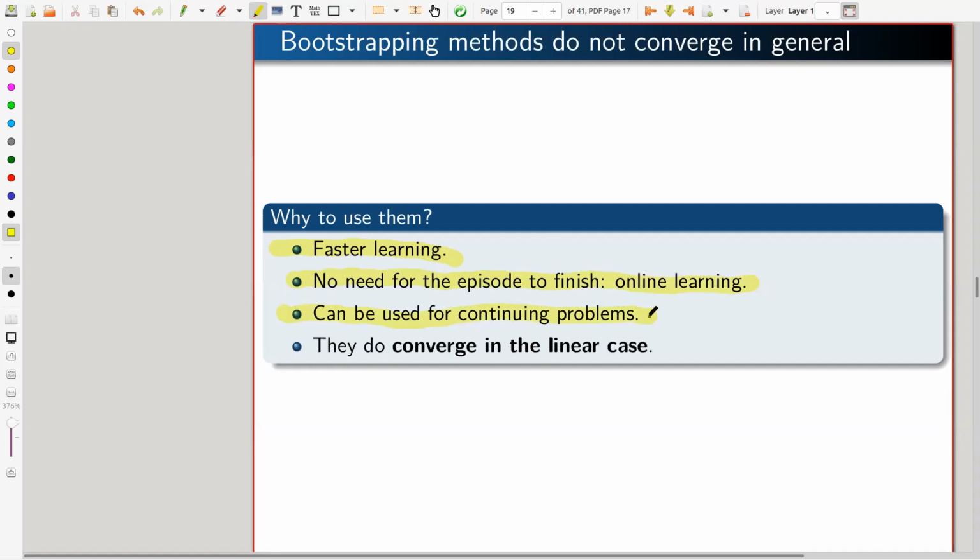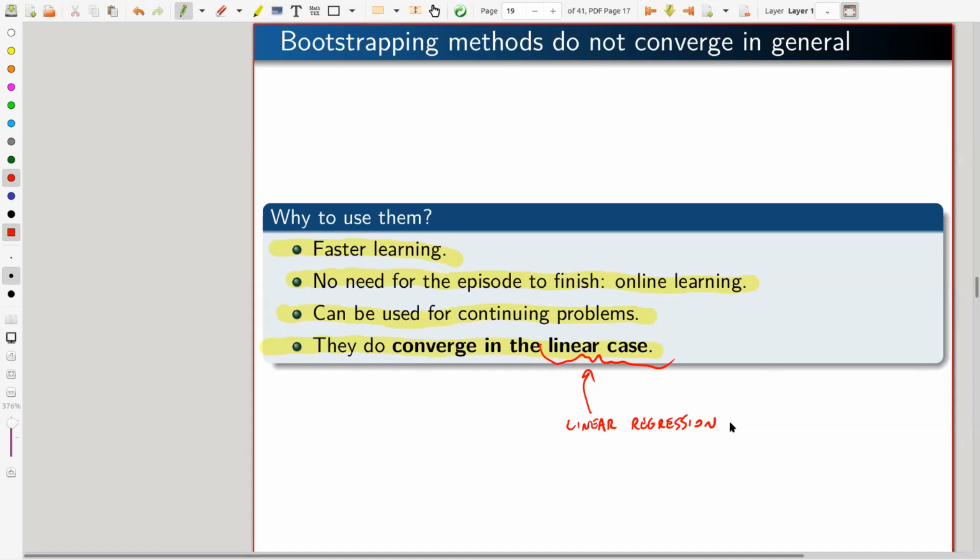And for this same reason, it means that we can use it in continuing problems. Importantly, I told you we do not have a theoretical ground to say that they work. Actually, they do converge in a very important case, that is the linear case. The linear case is the one when the approximation is done by linear methods, let's say linear regression, meaning the approximator is linear.